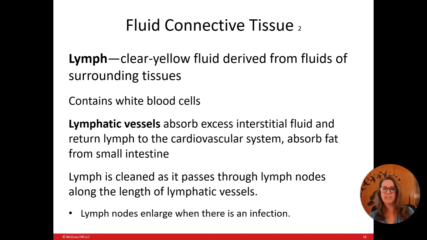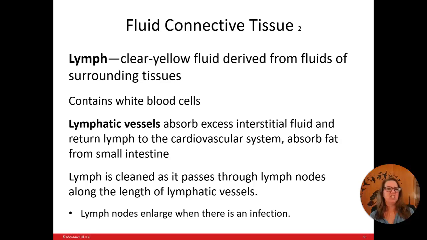Okay, this other fluid connected tissue, the lymph. So you know lymph, like you have your lymph nodes. The lymph nodes are connected to lymphatic vessels, and essentially what they're doing is absorbing any excess interstitial fluid and returning it to the lymph and back to the cardiovascular system. The lymph itself usually is a clear yellow fluid because of this interstitial fluid that it is absorbing.